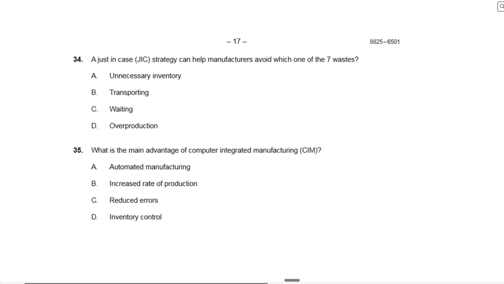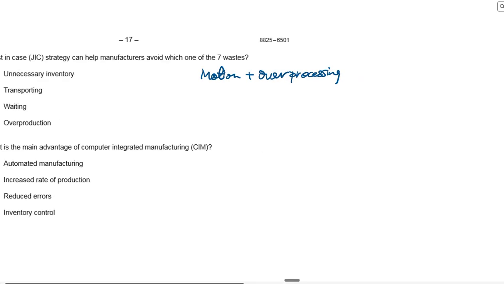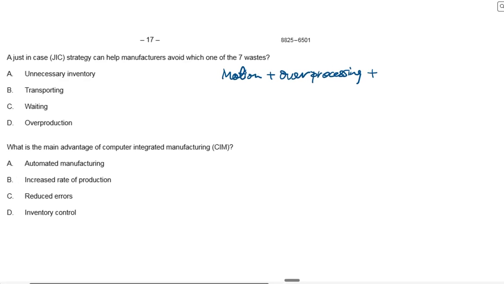Question 34. A just-in-case strategy can help manufacturers avoid which one of these 7 wastes? Now let's understand what are our 7 wastes. This is 1, 2, 3, 4. What are the remaining ones? We have motion plus over processing. That's one. And the other one is we have inventory, transport, waiting, overproduction. The other one should be defects, right? When we have defects, we have waste.